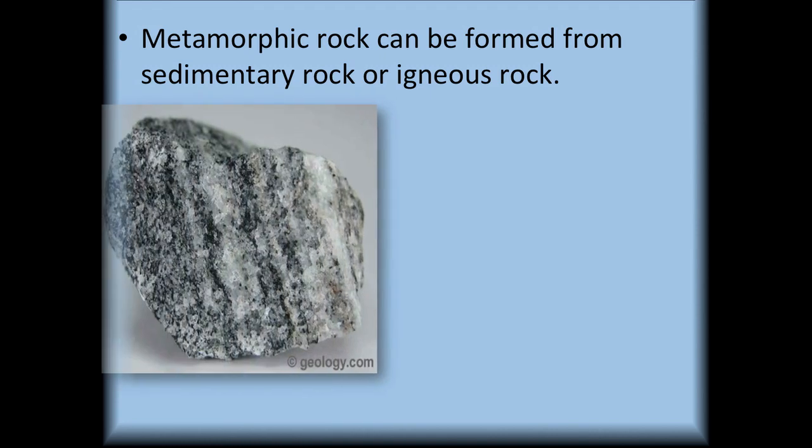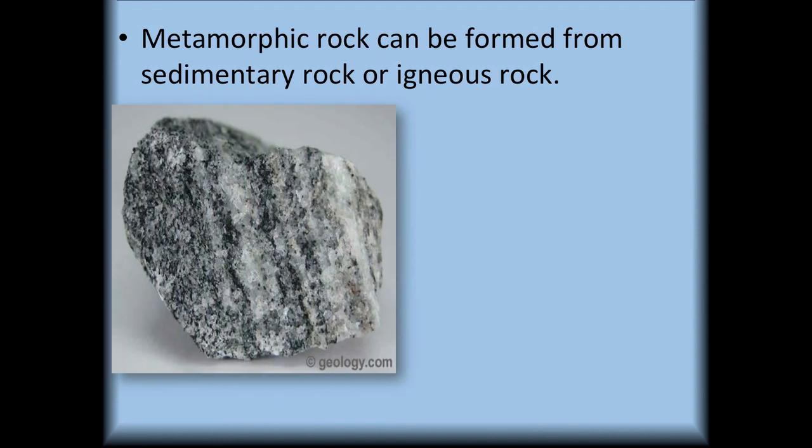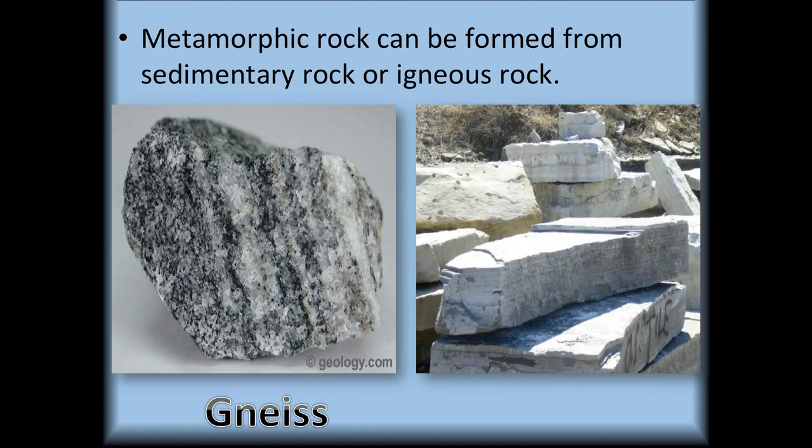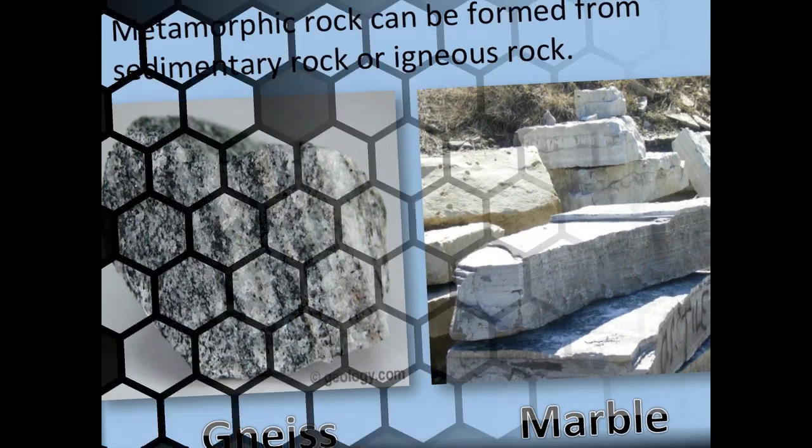Metamorphic rock can be formed from sedimentary rock or igneous rock. Examples of metamorphic rock: you have gneiss, and of course, very common, especially among my wealthy students, you have marble. Those are two examples of metamorphic rock. These examples that I'm giving you, please know and understand for the quiz and the test. I will ask for examples of these different types of rock.